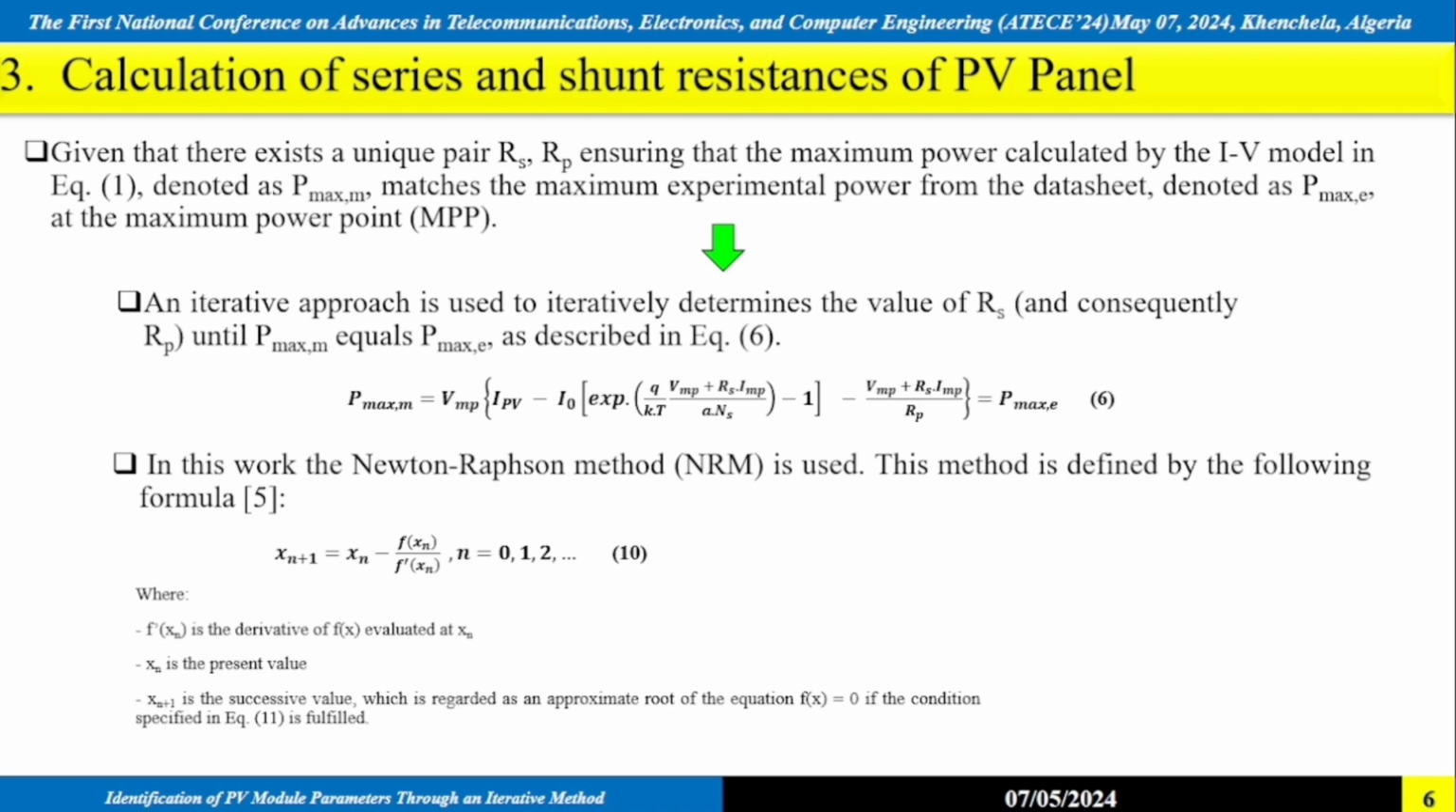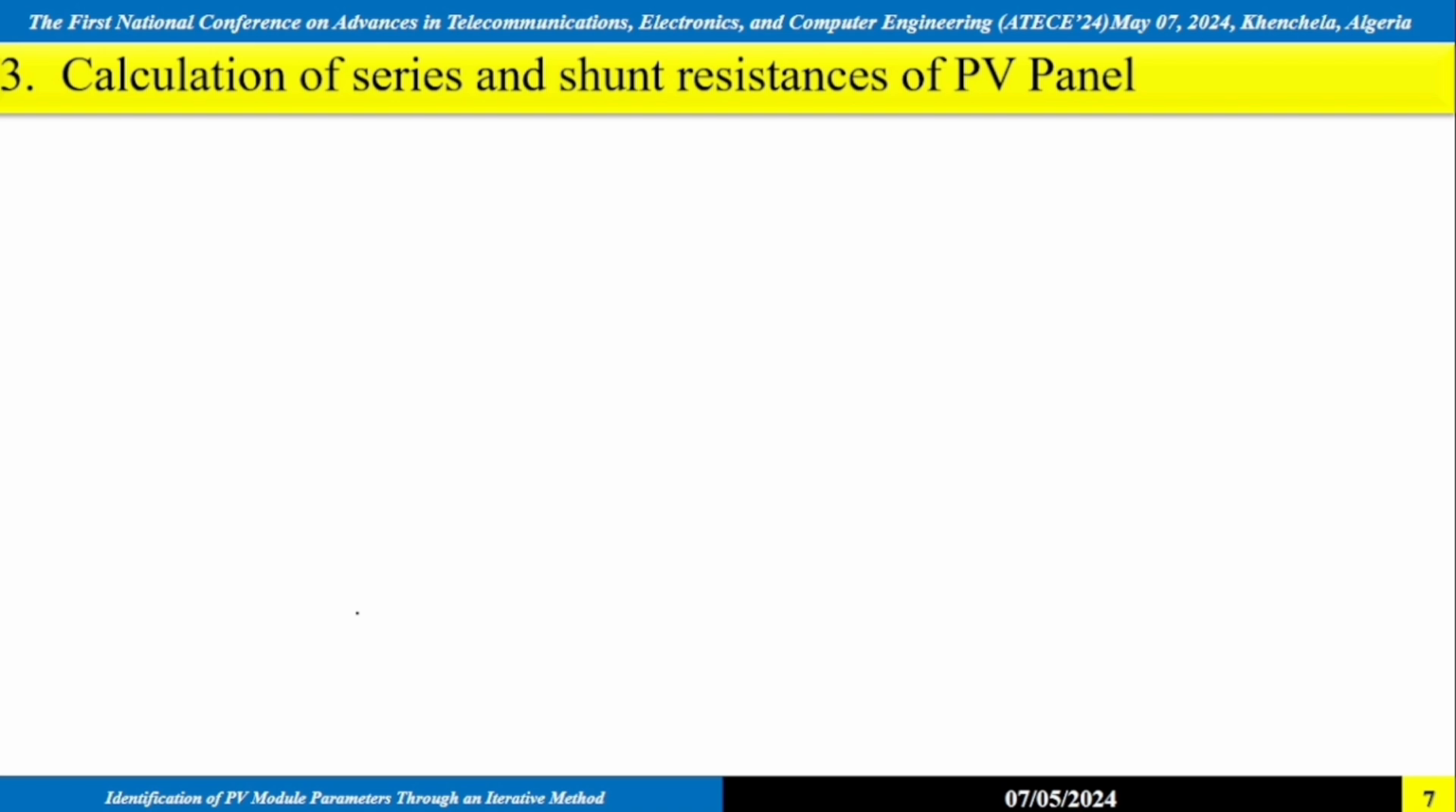method is defined by the following equation number 10, where xn is the present value and xn plus 1 is the successive value, which is regarded as an approximate root of the equation f(x) equal to 0 if the condition in equation number 11 is fulfilled. Here epsilon is the tolerance. It is for us to choose this tolerance.